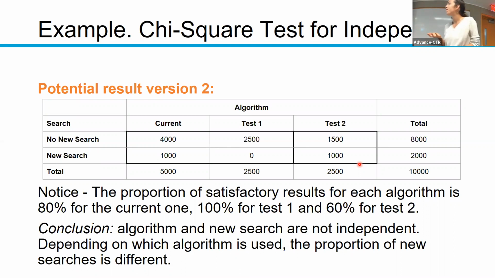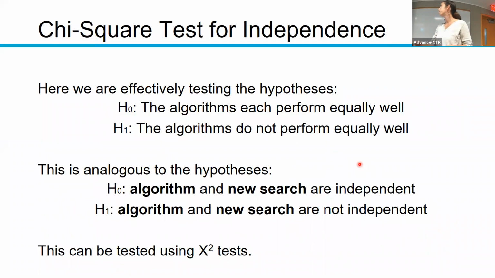A lot of the times, though, the issue really comes because things aren't as clear as they are in this table. A lot of the times, you need to be testing these hypotheses in situations where it might not be as clear cut. And that's where these chi-squared tests and hypothesis tests come into play. So the hypothesis that we're effectively testing in these cases is, are the algorithm and new search variables independent? The null is that they're independent and the alternative is that they are dependent. And as mentioned for the 2x2 case, we can actually test this using chi-squared tests.